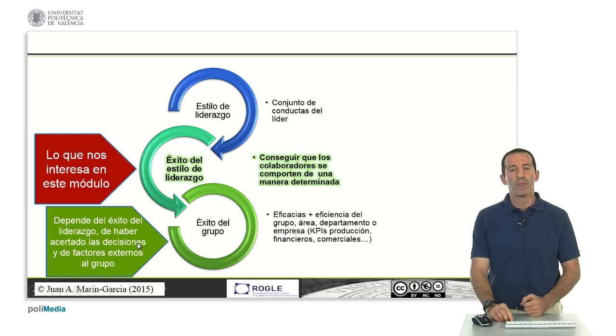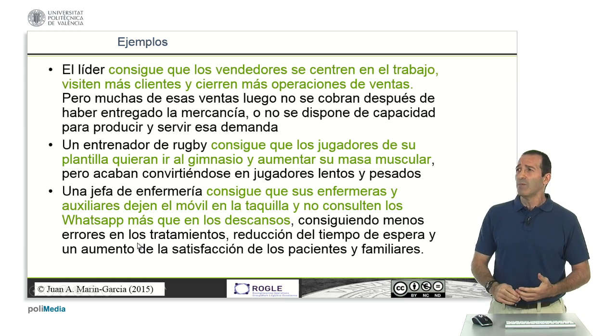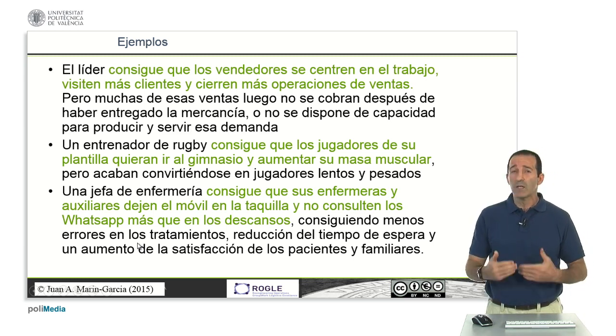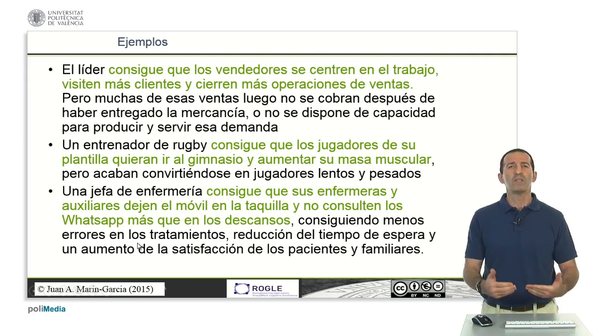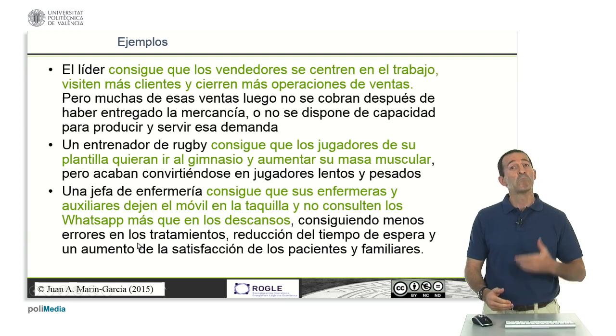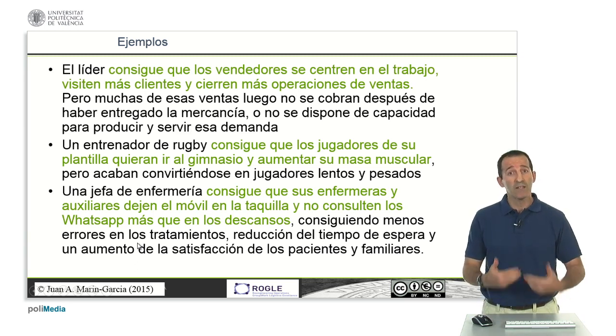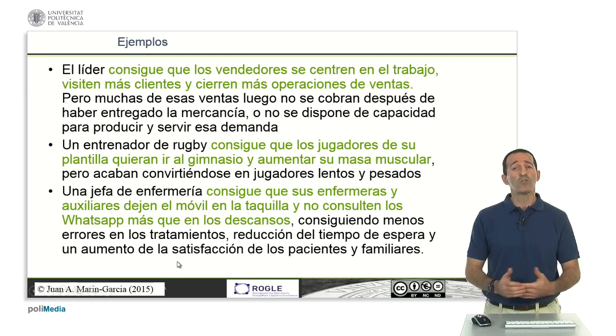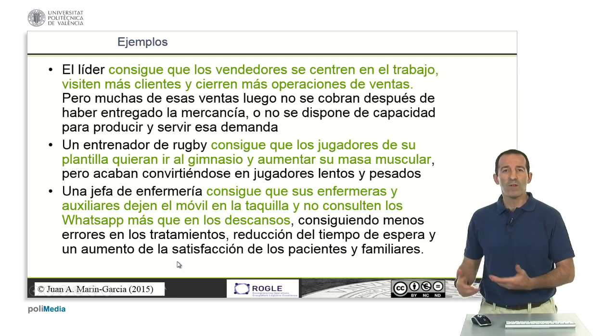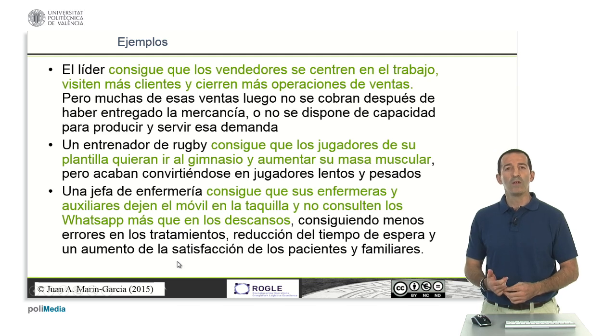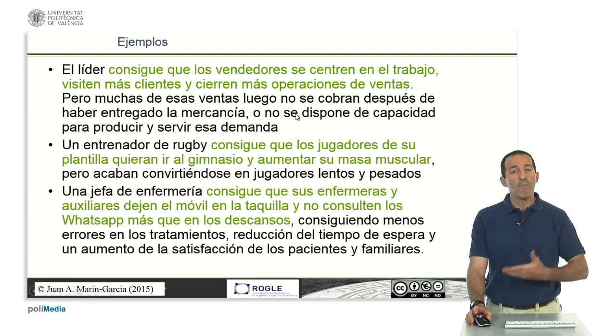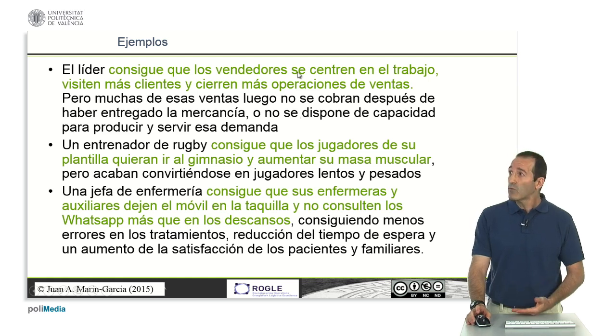I'll give you some examples to try to clarify these concepts. Let's start with the first one. Imagine a leader who manages to get the sellers on his team to focus on their work, make many more customer visits, and close many more sales deals. As you have managed to change the behavior of your collaborators, you have been successful in your leadership style. You have achieved what you wanted. However, many of these sales are not collected, or after achieving so many sales, the production department has not been able to produce, manufacture, and serve all the products or orders that were requested within the deadline and manner, so now customers are angry. Therefore, the group has not been successful. The company as a whole does not have a favorable situation. However, as a leader, you have achieved what you intended.